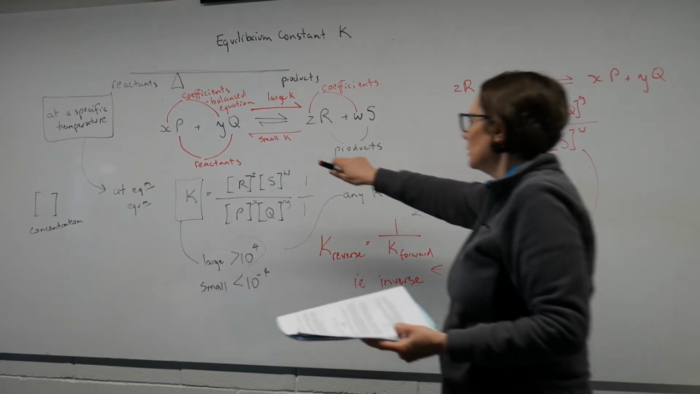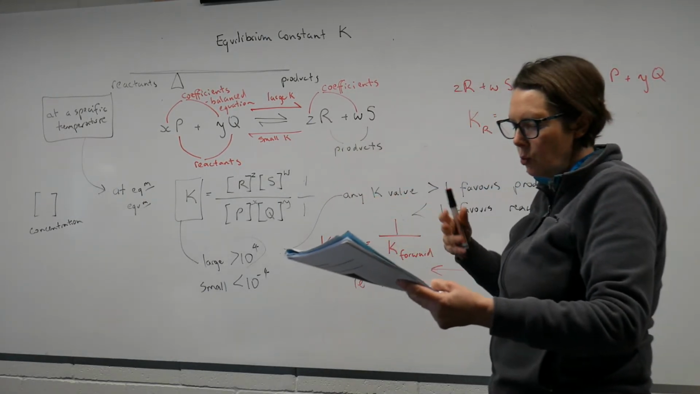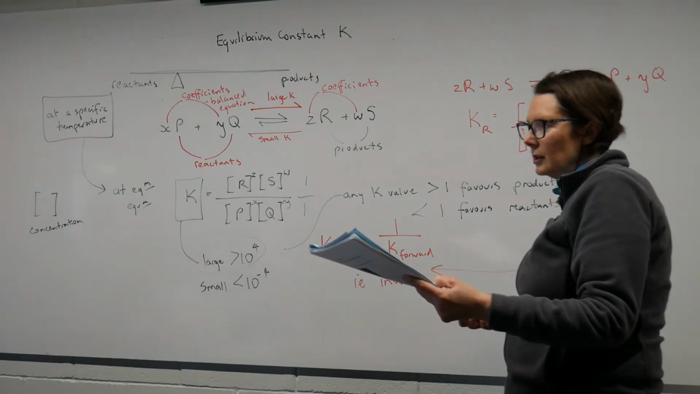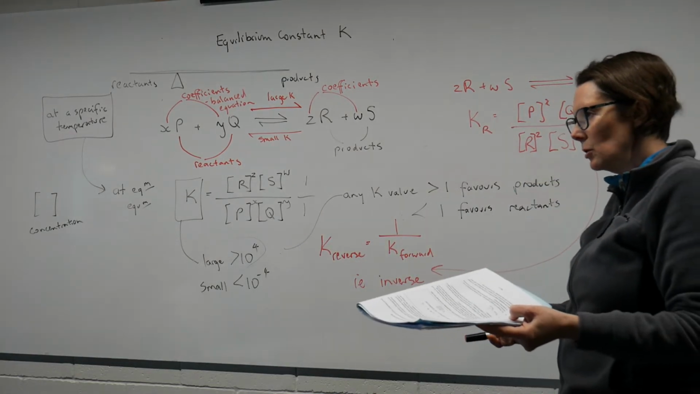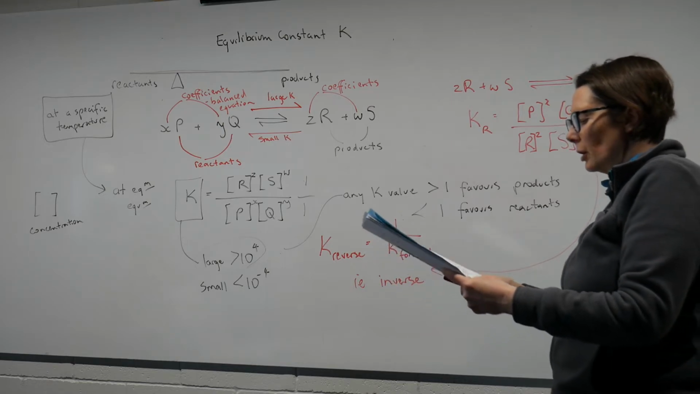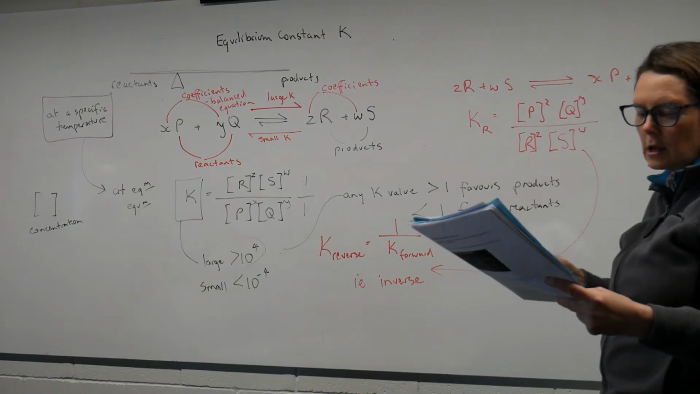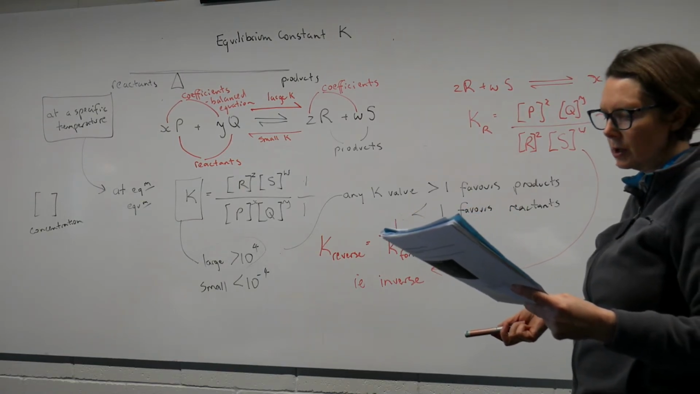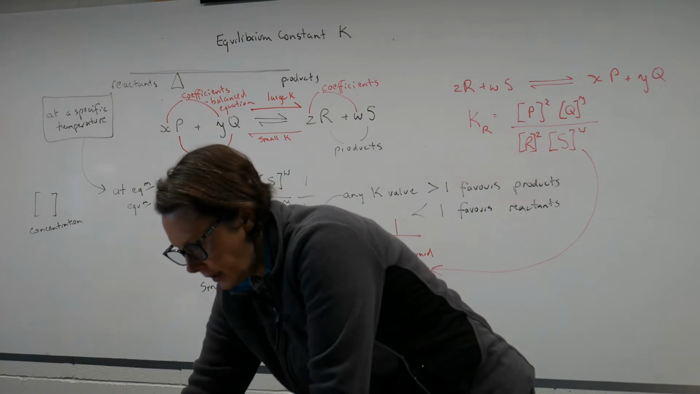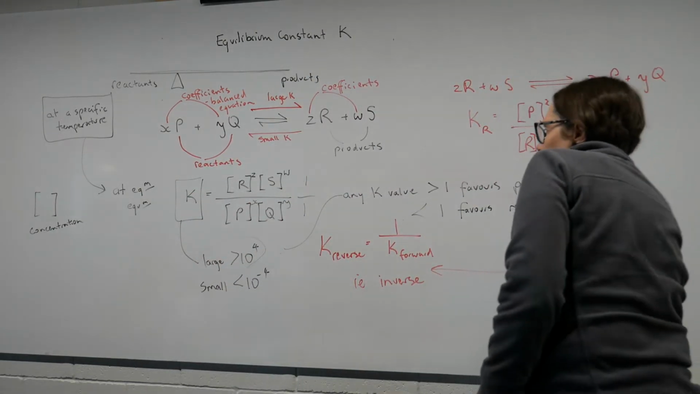Now, an important point for point 4, K changes with temperature, and it won't necessarily favour the production of the products. What it does is it depends on whether it's an exothermic or endothermic reaction. So for an endothermic reaction, K increases as the temperature increases. And for an exothermic reaction, K decreases as the temperature increases.